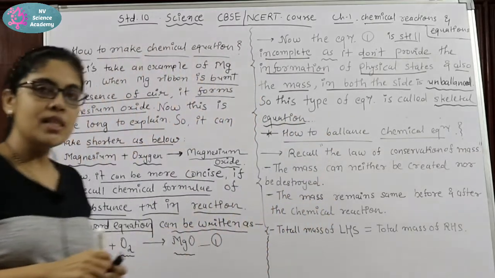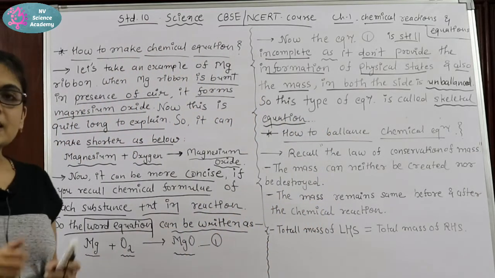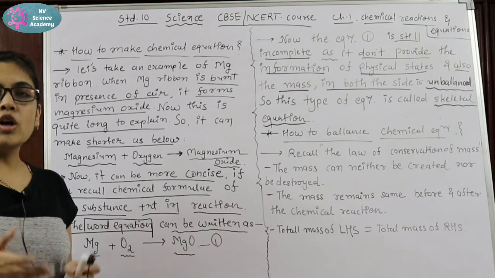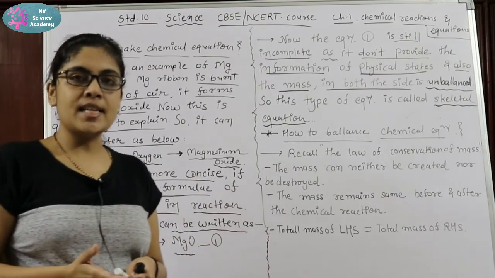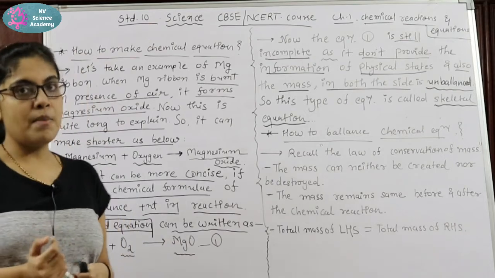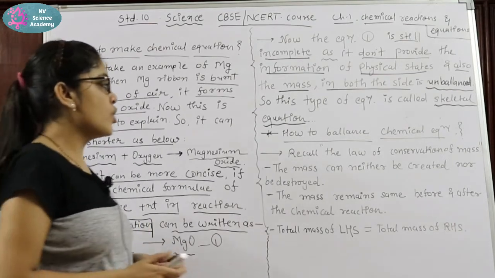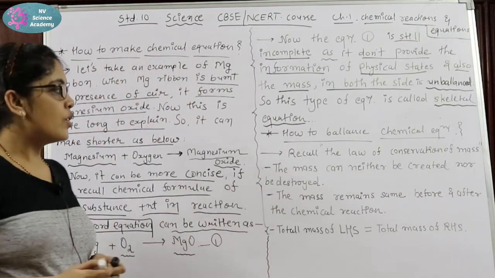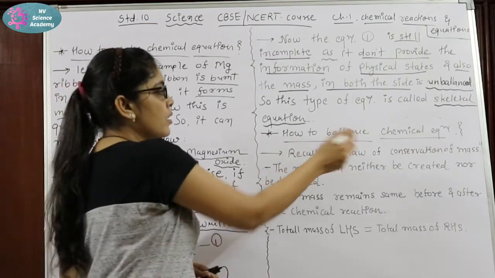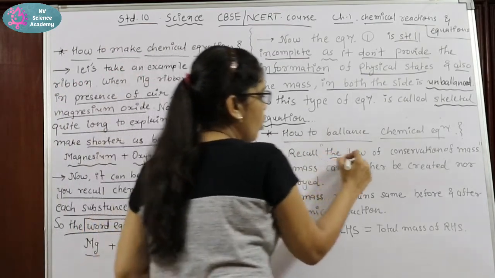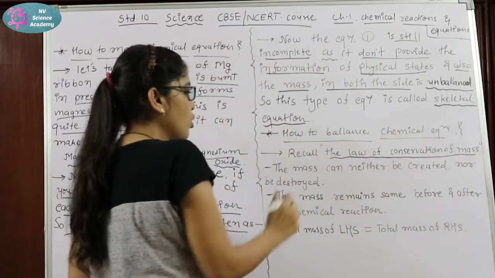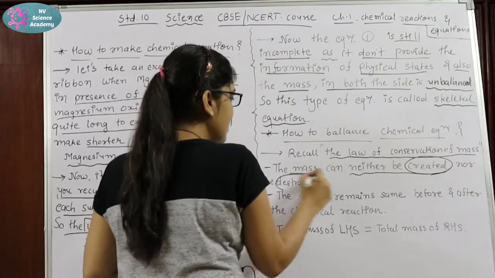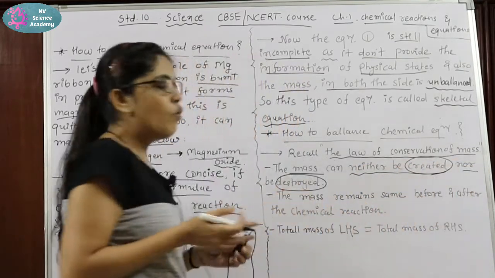So this type of equation is called a skeletal chemical equation. We need to balance the chemical equation because it doesn't give the information of physical states and also the mass is unbalanced. So now how to balance a chemical equation? Recall the law of conservation of mass. According to this law, mass can neither be created nor be destroyed. So what does it mean?